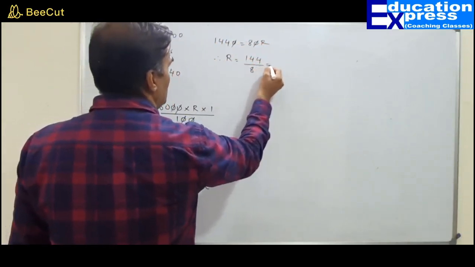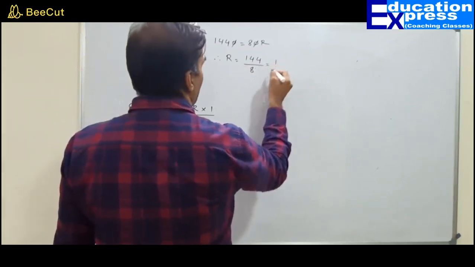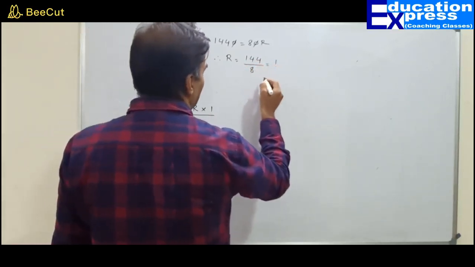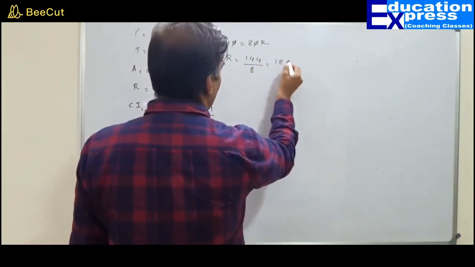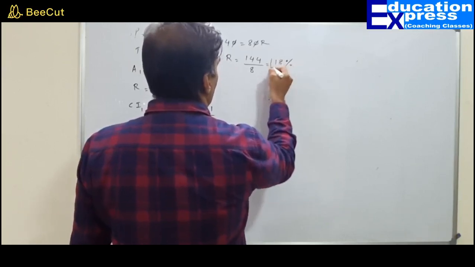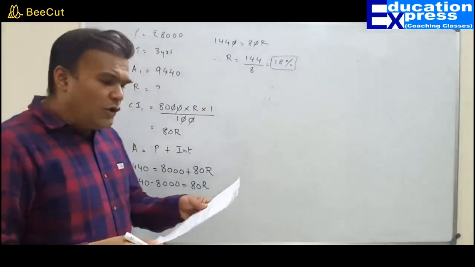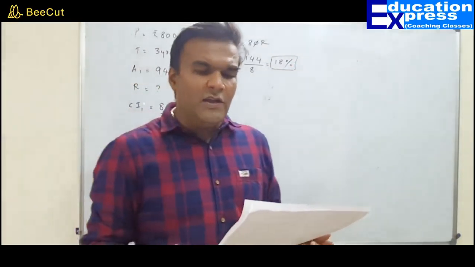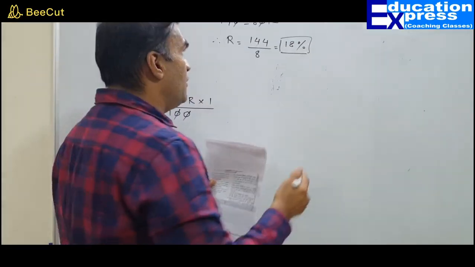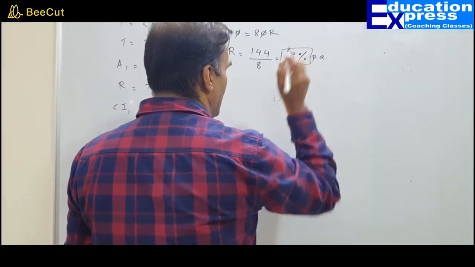That will be how much? 8 ones are 8. Remains 6. 64. 8 8s are 64. So I get rate of interest as 18%. The first part of the question is find the rate of interest per annum. So it will be 18% per annum.